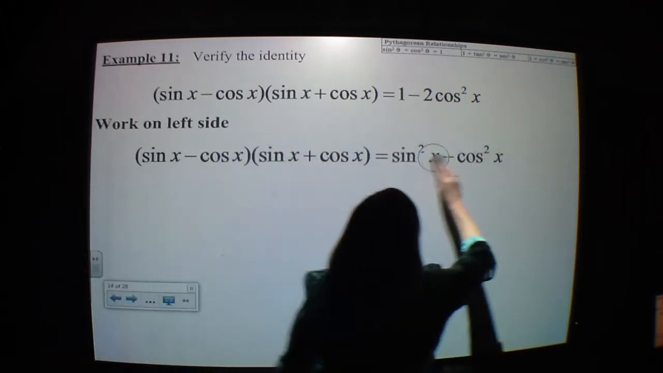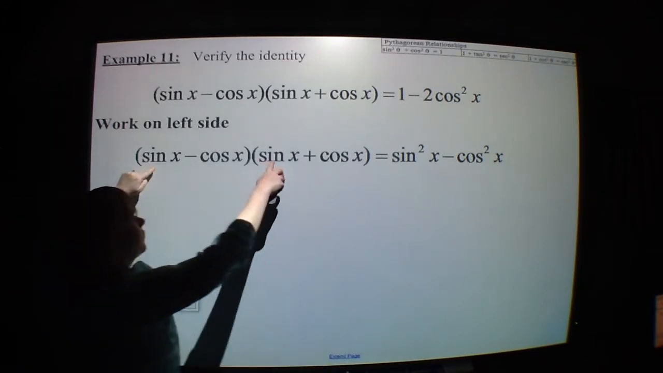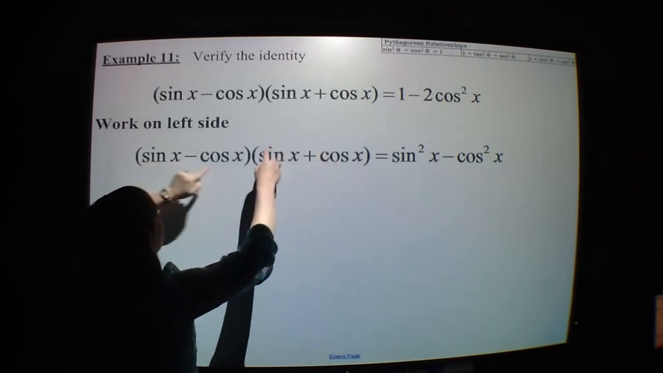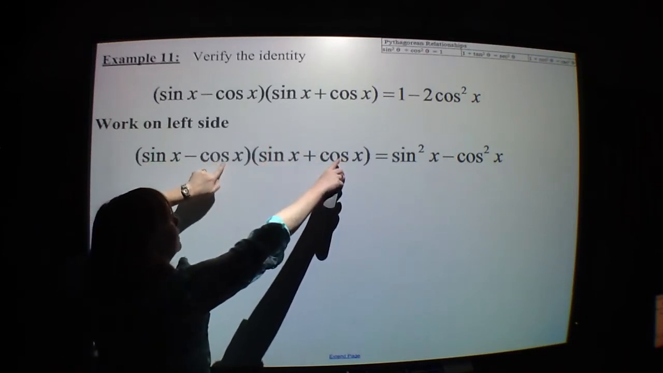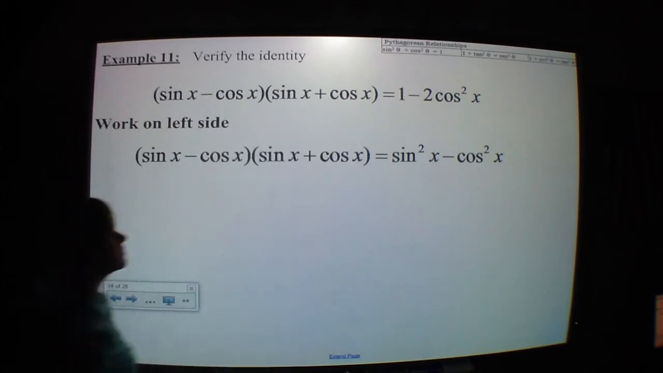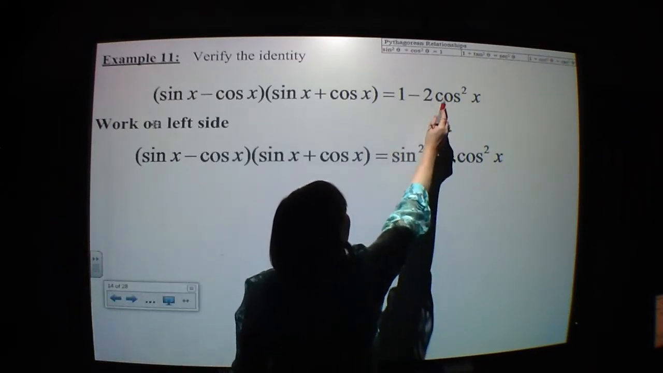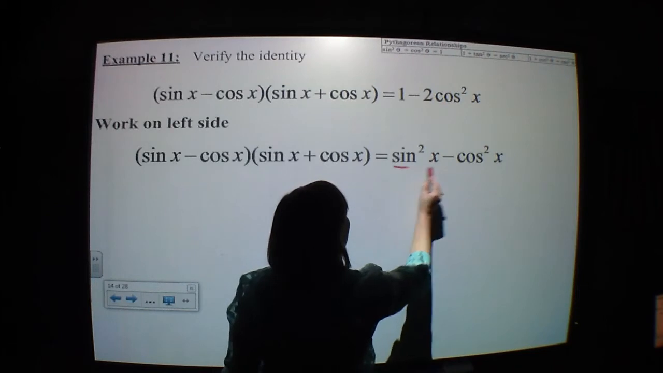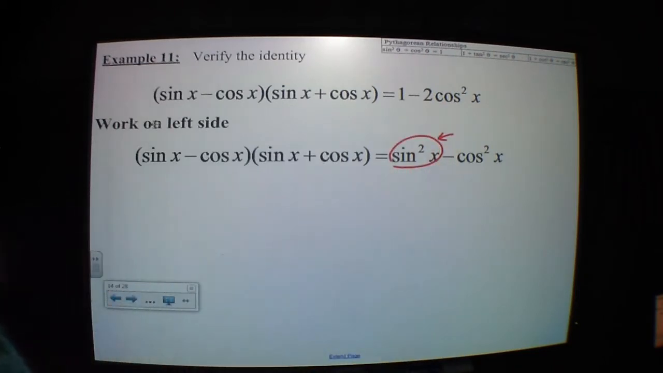Okay? So there's the left side multiplied out. Sine squared. Outer, inner cancel out because that's a plus and a minus. The last terms minus cosine squared. And then look at where you're going. I'm right here. I need to go to here. This only has cosines in it. So I need to get rid of that somehow. Maybe make it a cosine.